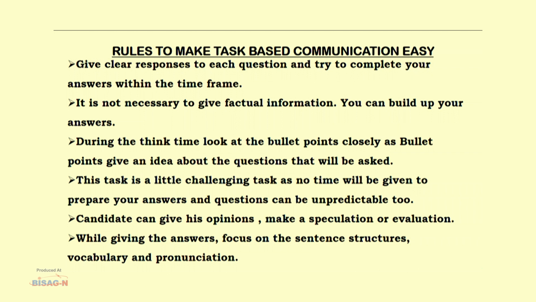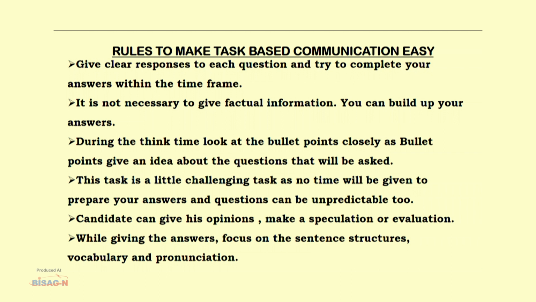Let's look at the next rule that we have to keep in mind: during the time when you're giving the examination, look at the bullet points very closely, as they give an idea about the question that will be asked.